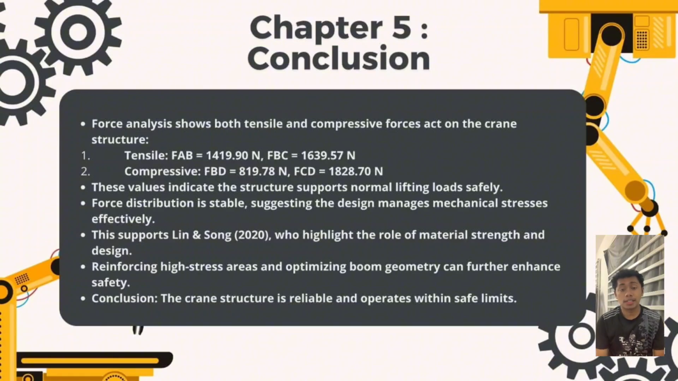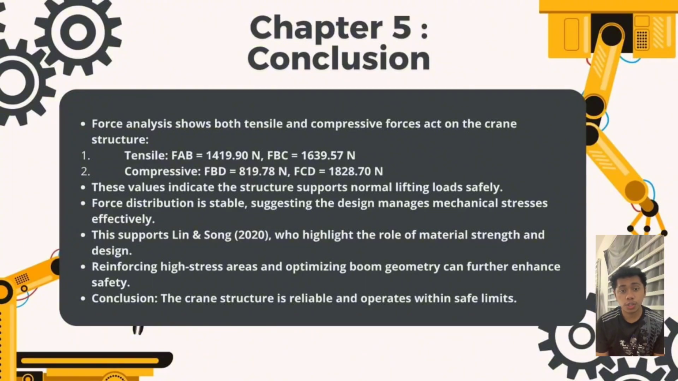Last but not least is Chapter 5, which is the conclusion. From the force analysis, we found that the mobile crane handles both tensile and compressive forces during operation. Members FAB and FBC are in tension with forces of 1419.90 Newton and 1639.57 Newton. Meanwhile, FBD and FCD are in compression with forces of 819.78 Newton and 1828.70 Newton.